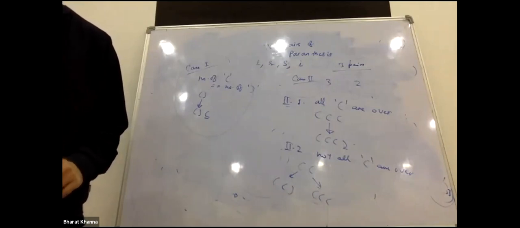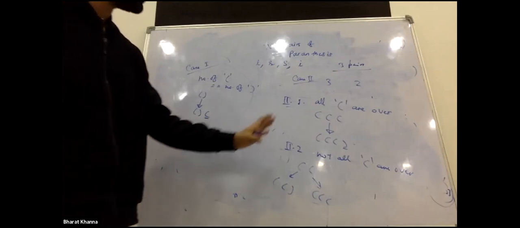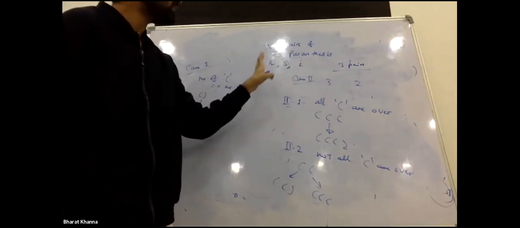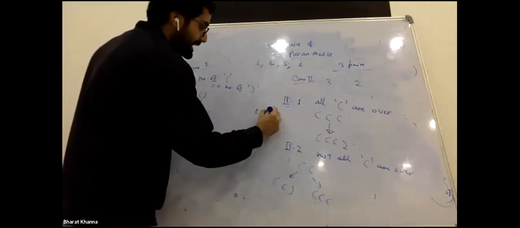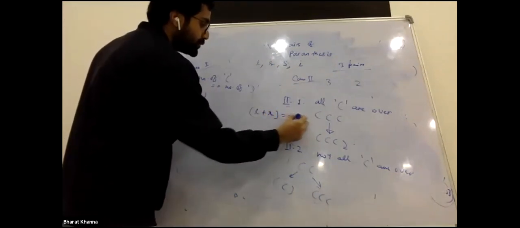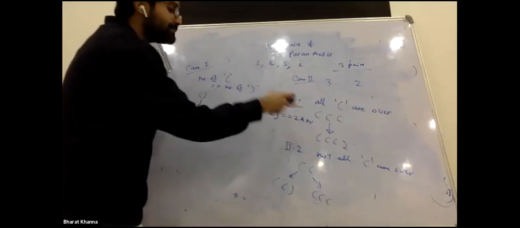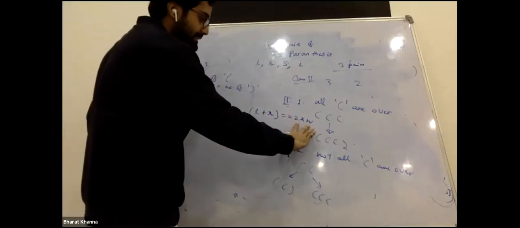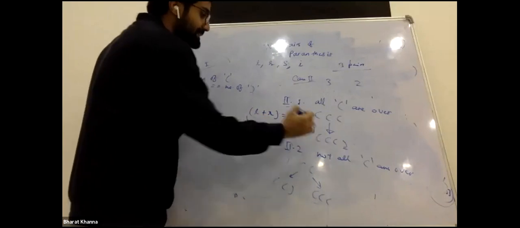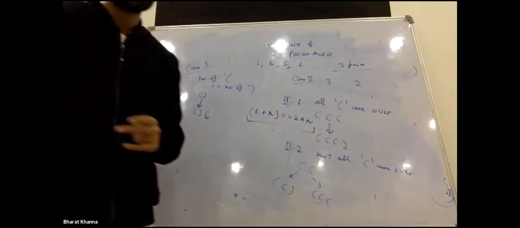When should I terminate it? I should terminate it when I have used up all my left parentheses and all my right parentheses. So the moment n plus r becomes equal to 2n. Why 2n? Because n is pairs of parentheses. If I have n pairs, that means I have 2n parentheses. So the moment this becomes equal to this, that is the termination condition.